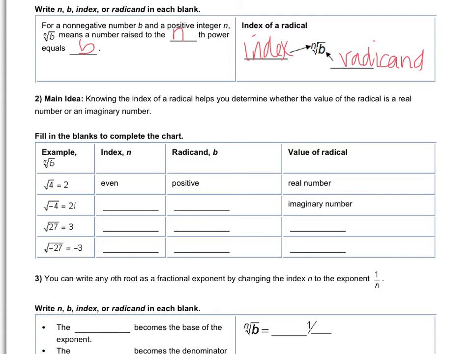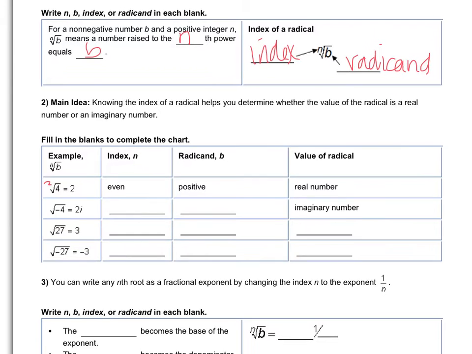So when we try to take the square root of 4, well, my index, my little 2 that's here, is even, just like it is on the second one. My radicand of the first one, what was underneath the square root, was positive. The second one, it was negative. And for the first one, I was able to get a real number. For the second one, I was able to get an imaginary number, because I can't take the square root of negative 4, at least not and get a real number. It does become 2i.